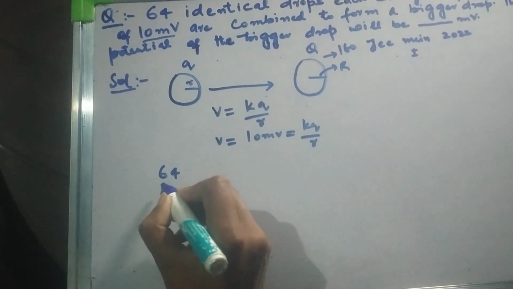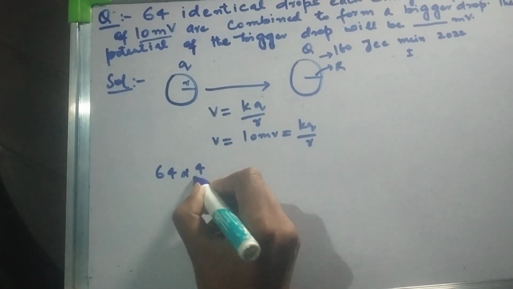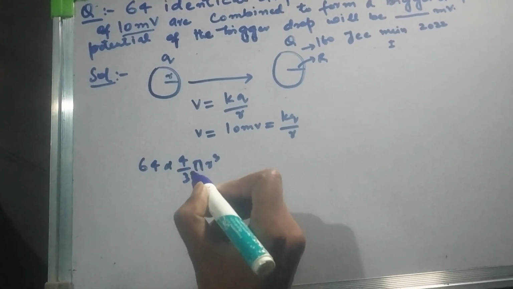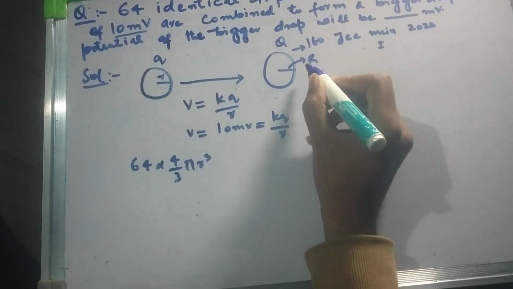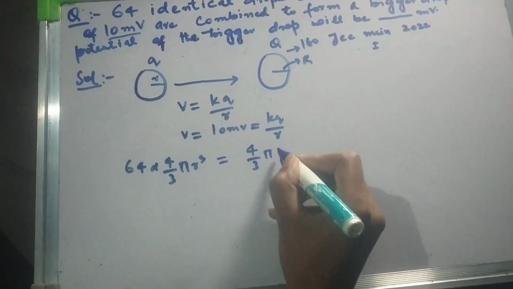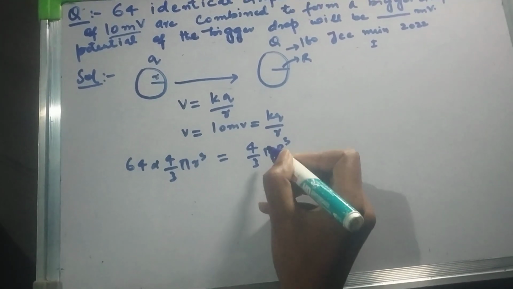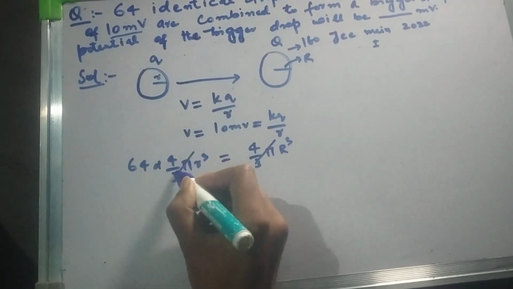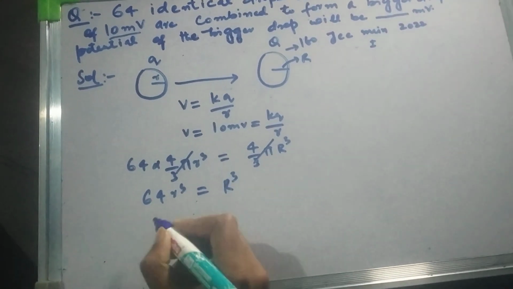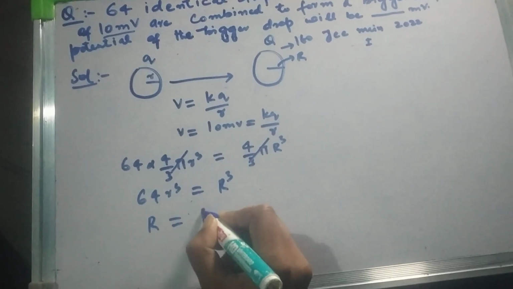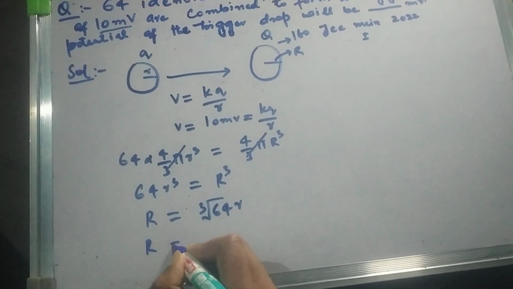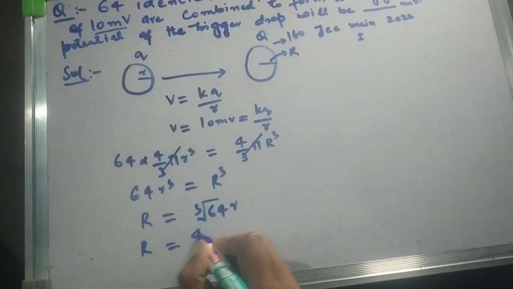We know the volume of a sphere is 4 by 3 pi r cube. I write this volume because we need the radius of the bigger drop. So 64 times 4 by 3 pi r cube equals 4 by 3 pi capital R cube. I cancel the same terms: 64 r cube equals capital R cube. So capital R equals the cube root of 64 into small r.